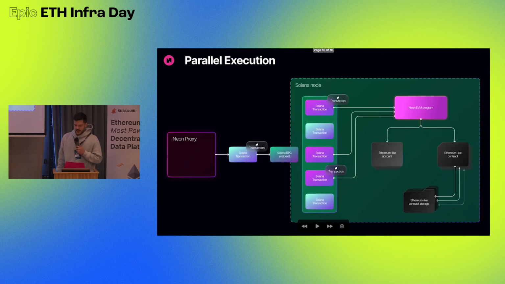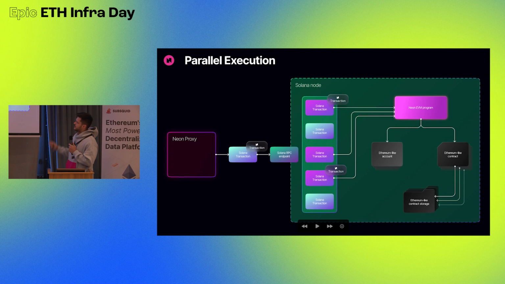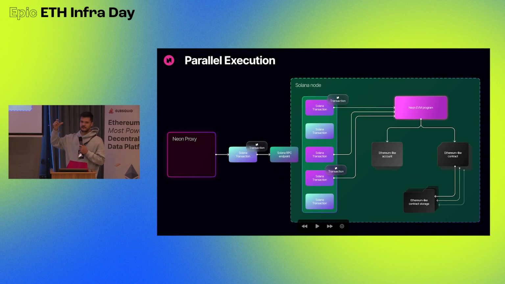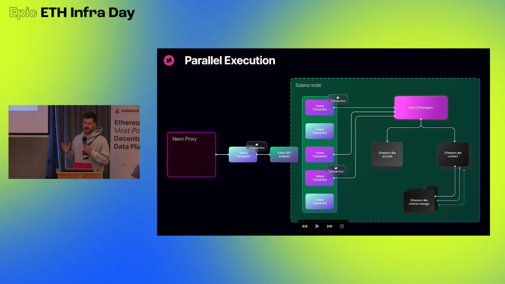This is a diagram explaining a little bit how parallel execution works. Let's say we have a couple of Solana transactions that will interact with the Neon EVM program. The Solana node will check this account list. If we have 2 transactions that have different account lists, so they're going to read and write from different accounts, that means those transactions can be executed in parallel.